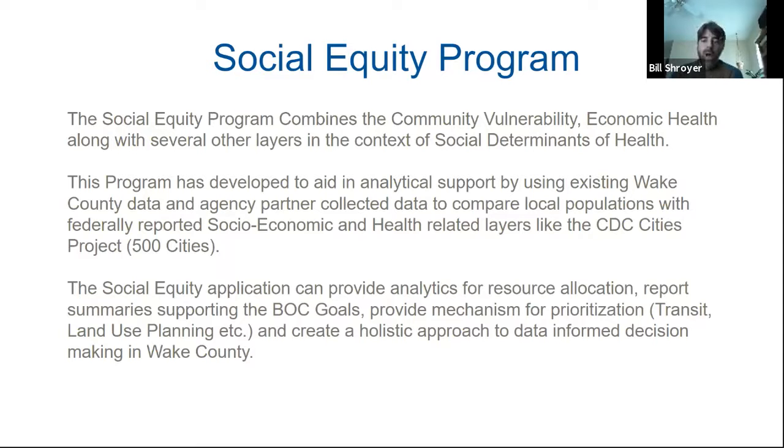Overall, we use this social equity program in several different capacities. We've compared it with the social determinants of health. We've compared it along the lines of what they were calling the CDC 500 Cities. And we've also used it currently in COVID response, as well as supporting the Board of Commissioners' goals for prioritizing resources.